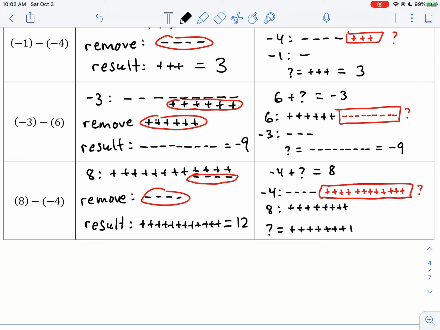1, 2, 3, 4, 5, 6, 7, 8, 9, 10, 11, 12. Right, 12 positives is what needs to be added to a debt of negative 4. Or you can put it this way, 12 credits added to a debt combined with a debt of negative 4 leads to you having a net value of 8 credits.